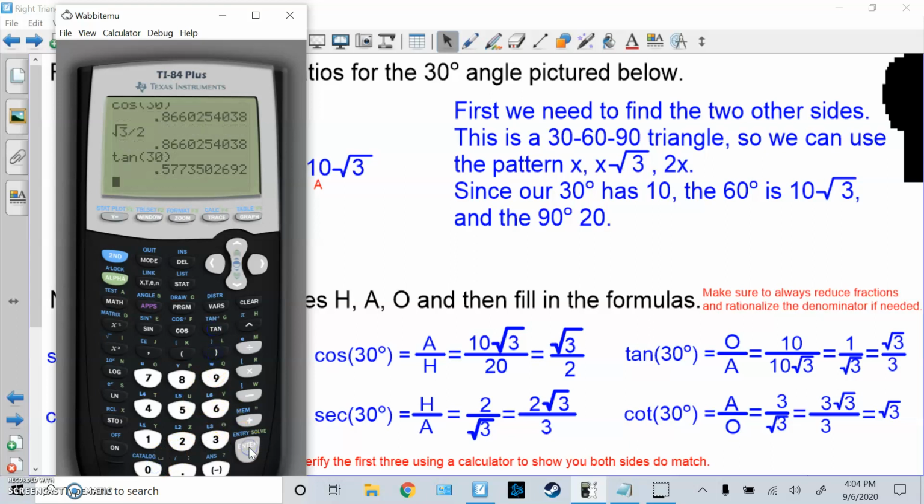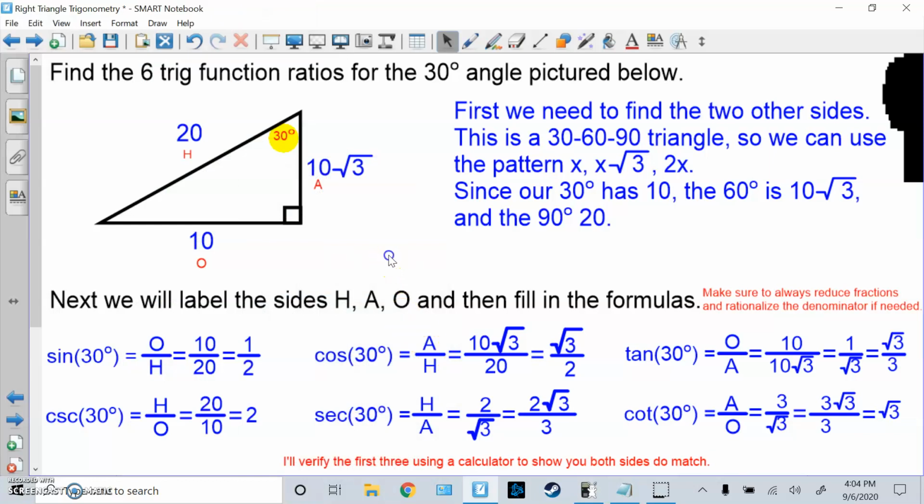Then tangent of 30 is this irrational answer. And let's see if square root 3 over 3 is the same number, which it should be. So right now I'm just verifying. I'm showing that those numbers match. Usually we're going to be missing something.